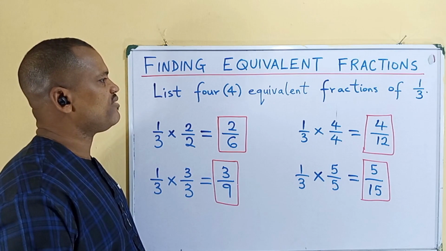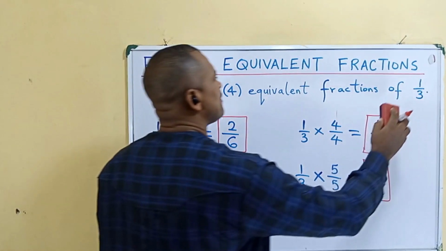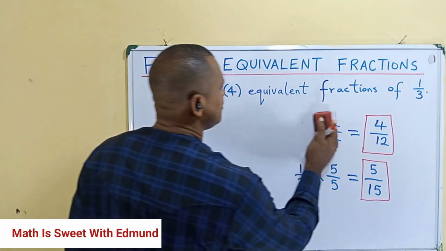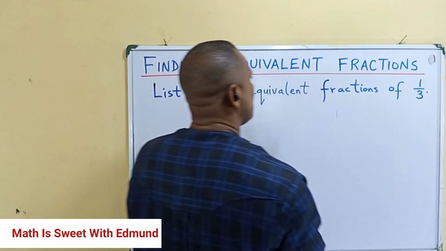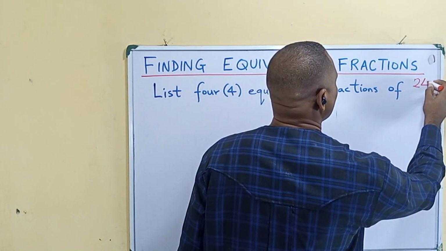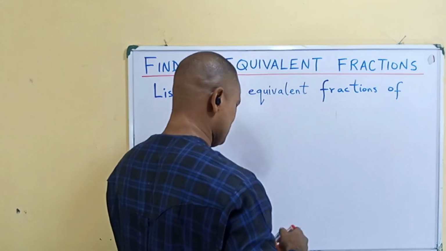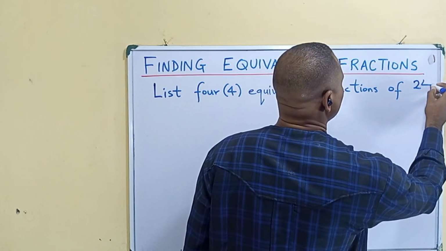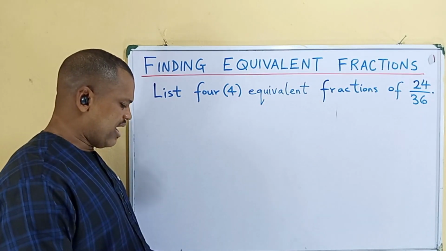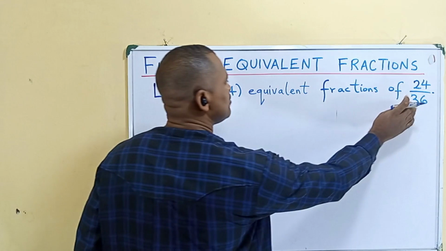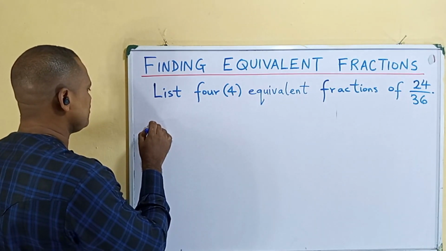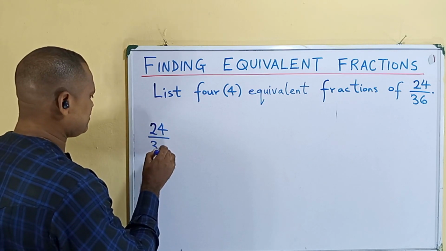So let's do another one using division method. Let me clean this. So let's say we are asked to list 4 equivalent fractions of, let's say, 24 over 36. So here we have a fraction, and we are asked to list 4 equivalent fractions of it. So let's start. We want to use division method now. So 24 over 36.